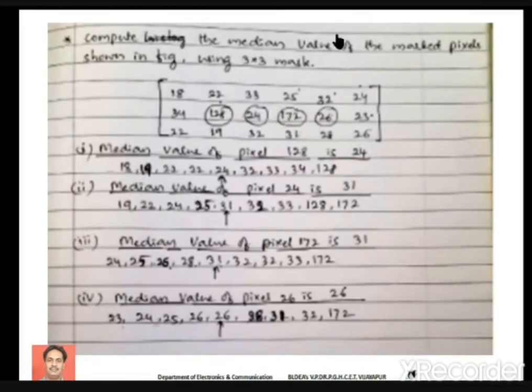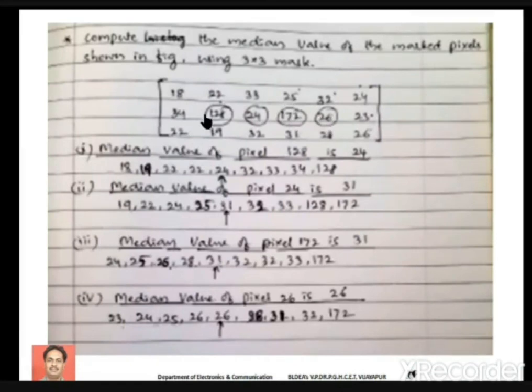For 24, if you consider the second marked pixel, again arrange those 9 values in the ascending order, but the max value of these 9 pixels is 172. So now this 24 needs to be replaced by 172 as the response of the max filter. And similarly for the next 172 and 26, you can think.